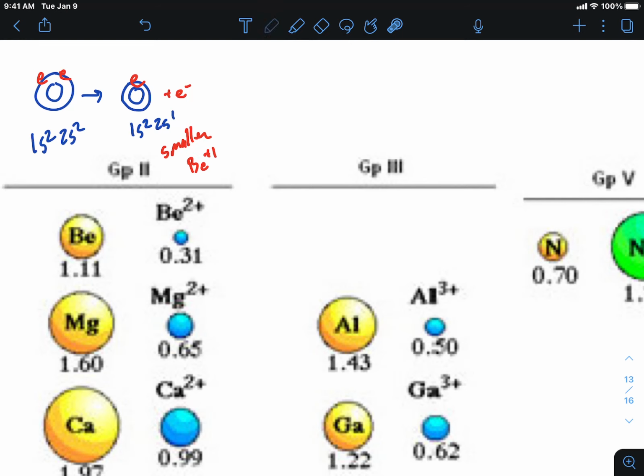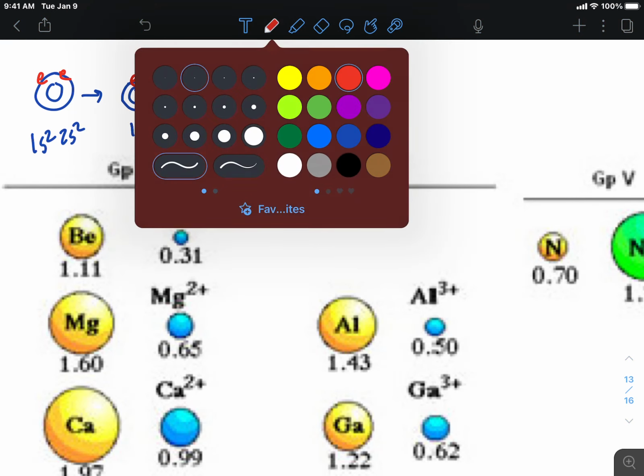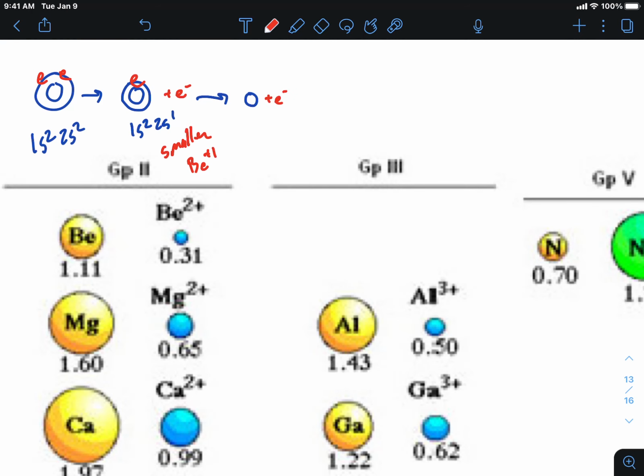This is smaller. Now, if we were to remove the second valence electron, well, of course it would be smaller, right? But this would be a dramatic change in size. Whereas from here to here, right? So small change in size. From here to here, dramatic change in size. Because anytime you lose an entire energy level, that is always a much, much larger change in size than if you just make the energy level a little bit smaller. Does that make sense, guys? Okay. All right.